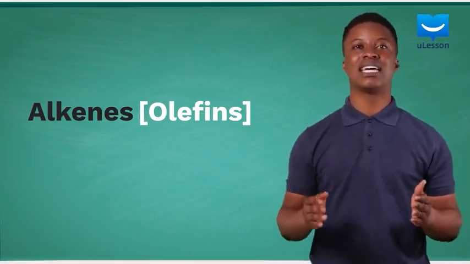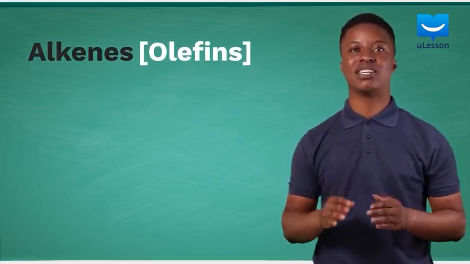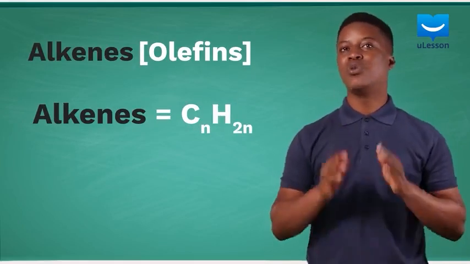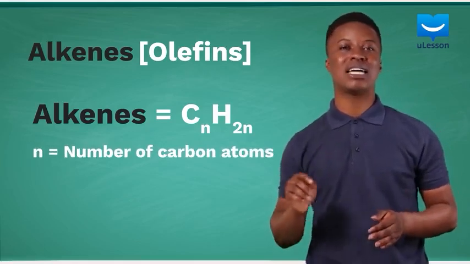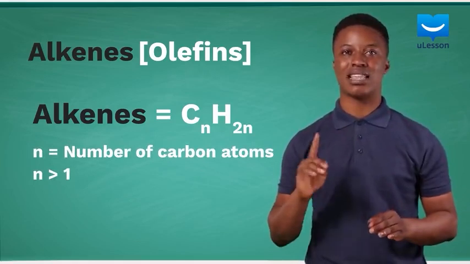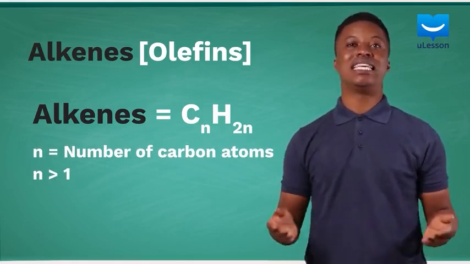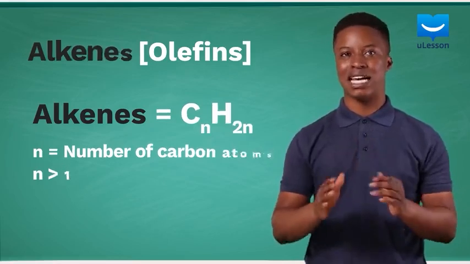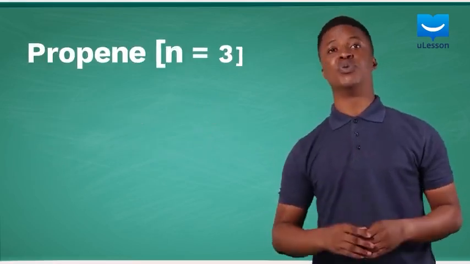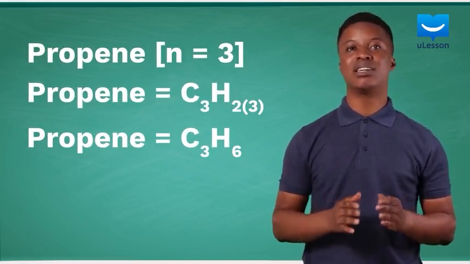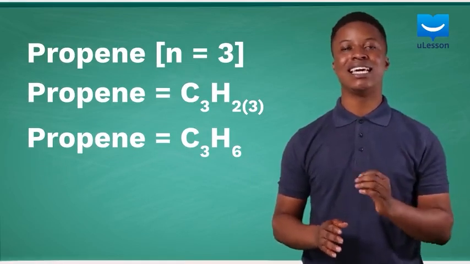Alkenes are aliphatic hydrocarbons with a general molecular formula of CnH2n, where n is the number of carbon atoms in the alkene and can take any value that is greater than 1. With this general formula, we can obtain the molecular formula of any alkene. For example, propene, which has 3 carbon atoms, will have a molecular formula of C3H6.